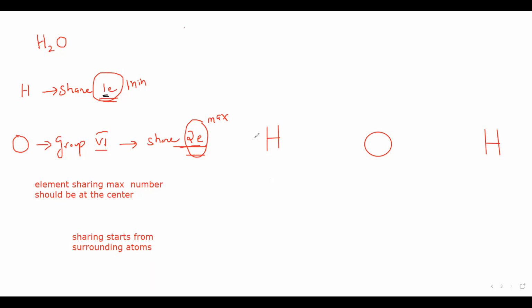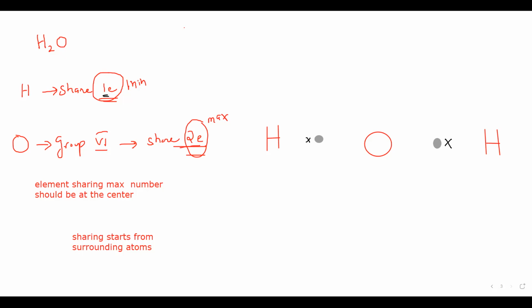Now, as we know, each hydrogen shares 1. So if this hydrogen shares 1, oxygen will share a total of 2. But from this side, because hydrogen is bringing 1 electron to form a bond, oxygen will also bring 1 electron to form a bond. In the same way, the other hydrogen is bringing 1 electron. So how many electrons will oxygen bring from that side? Oxygen will also bring 1 electron from that side.